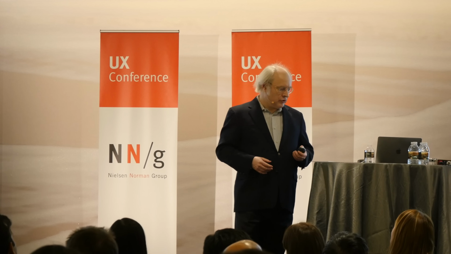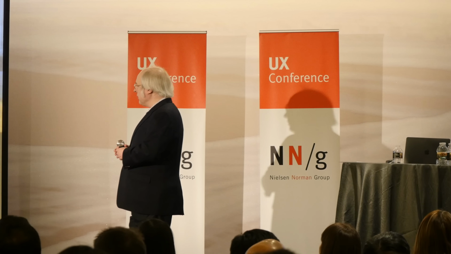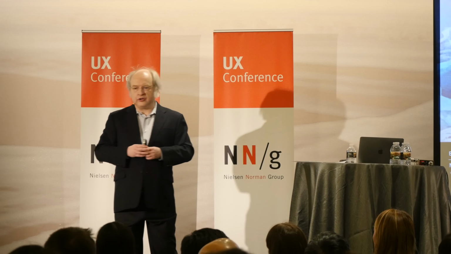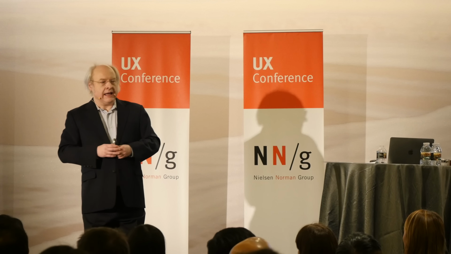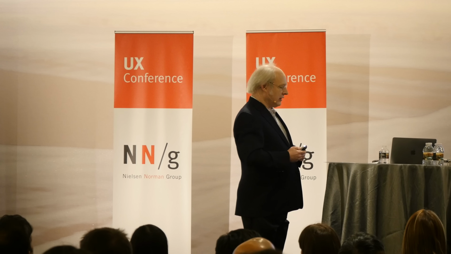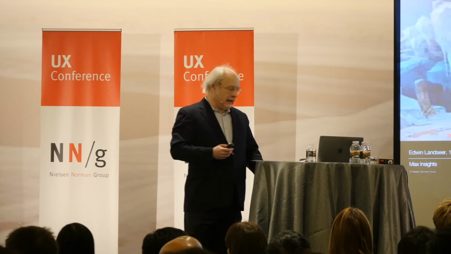So to conclude, I want to show you a painting that I saw in London. We had our conference in London a few weeks ago. The title of the painting is Man Proposes, God Disposes. It's from 1864, and it shows what the artist imagined happened to Sir John Franklin's polar expedition, which was lost and never heard from again. You can see that the polar bears are gnawing on the remains of Sir John.